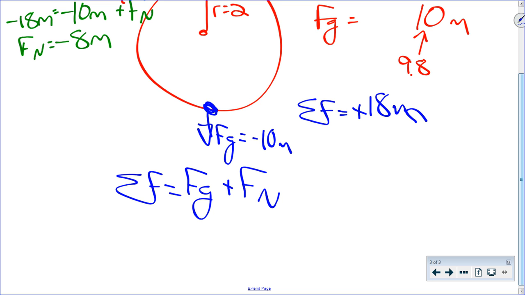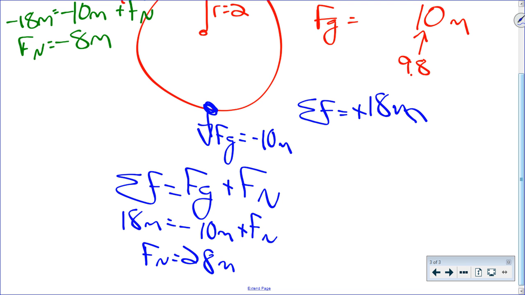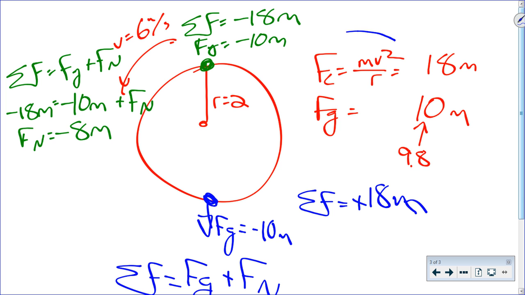Net force. What did we get? 18m equals negative 10m plus Fn. Add 10 to both sides, and your normal force is now 28m. Okay. How did I get the centripetal force? mv squared over r. So my velocity was 6. Squared gives you 36. The radius was 2. 36 divided by 2 is 18. Times whatever your mass is. M for mass, not M for meters.